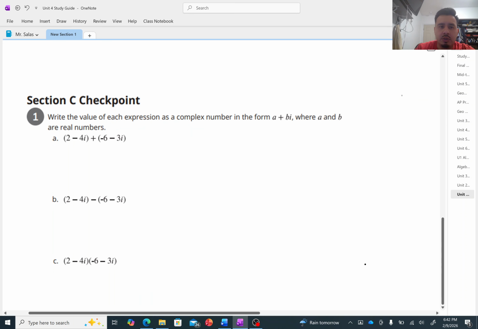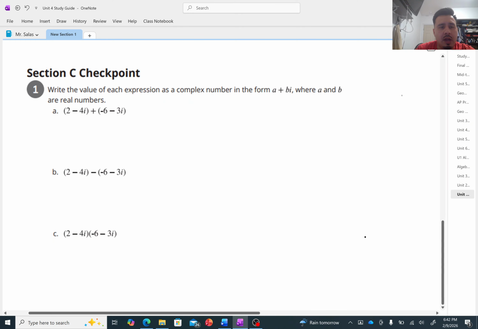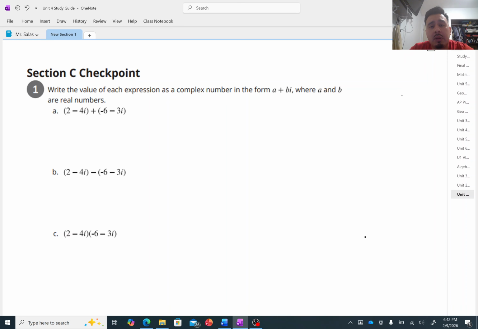Welcome back, algebra students. We're going to be looking at section C checkpoint. We're going to be doing all three of them at once. It says, write the value of each expression as a complex number in the form of a plus bi, where a and b are real numbers. Okay, so the first one is going to be pretty straightforward.